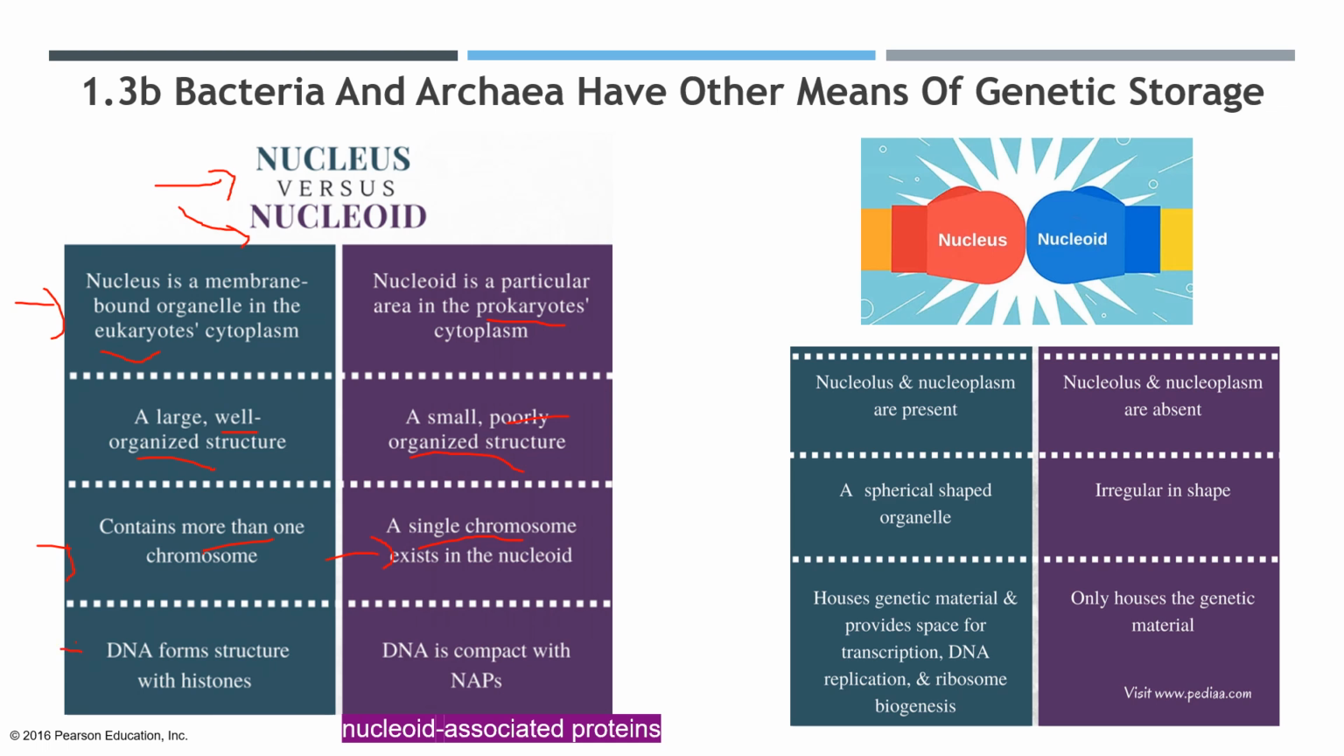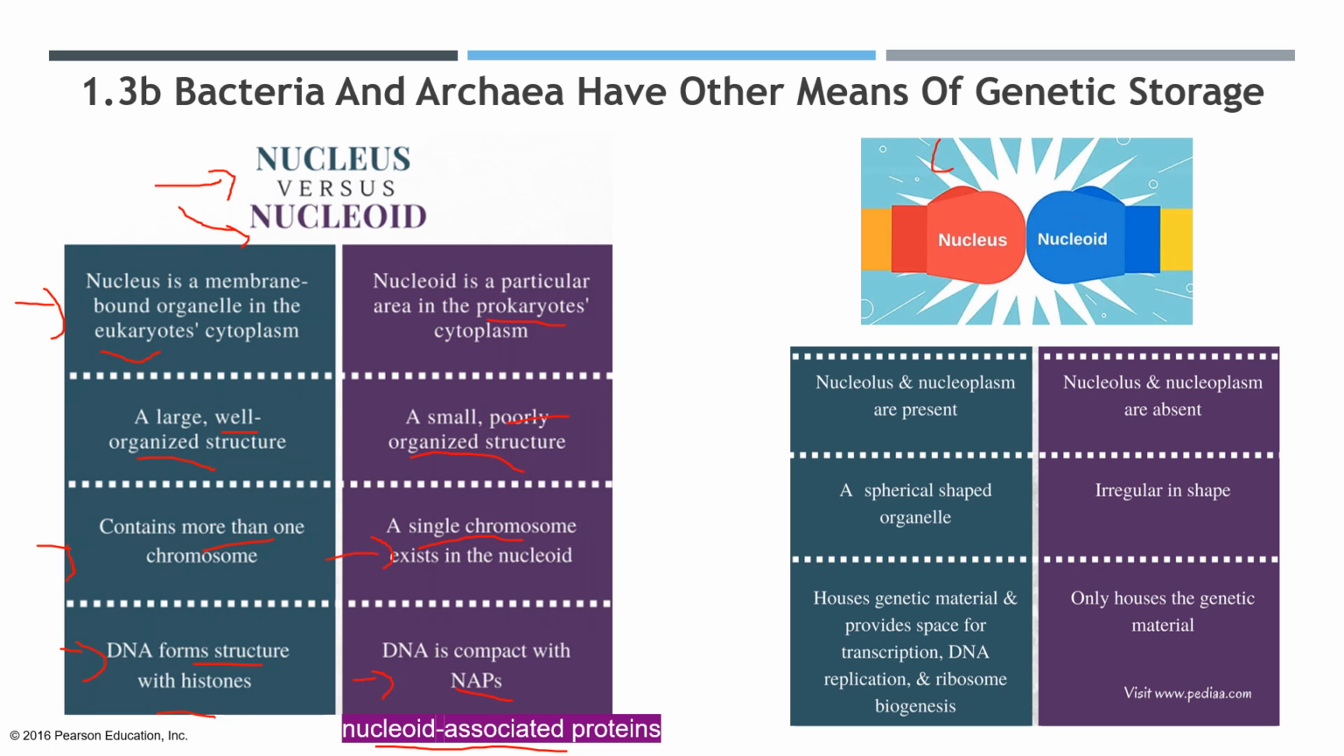And here in the nucleus, the DNA will form a structure with histones, while the DNA in bacteria will have these NAPs, nucleoid associated proteins. So, in other words, they will have proteins that will allow the DNA to be folded in the correct way, and we will talk about that in a few slides. So again, they are not similar.